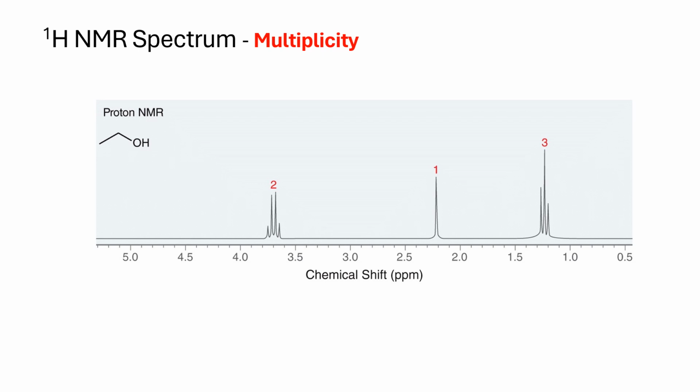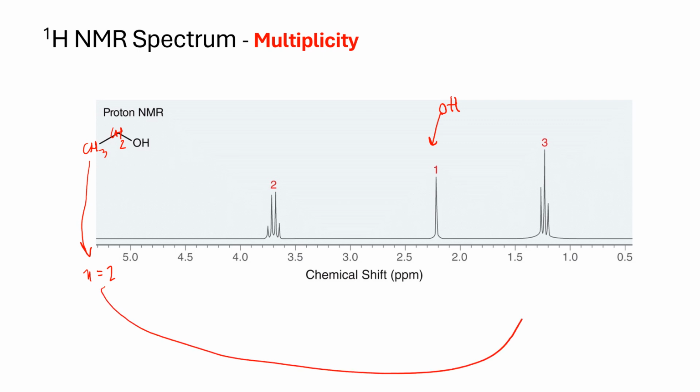Now this is ethanol, and this here is the OH. The others are the ethyl pattern. So here you have CH3, CH2, OH. The CH3 has 2 neighbors, so n equals 2. Therefore, this is a triplet. The CH2 here sees 3 neighbors, so n equals 3. Therefore, it is a quartet, and this is what we have here.